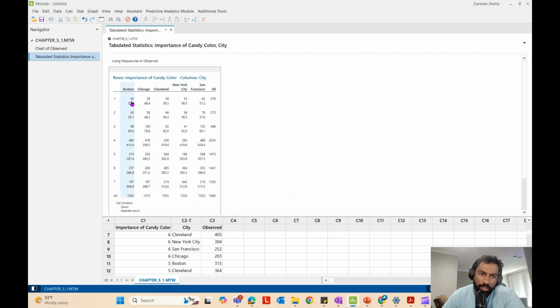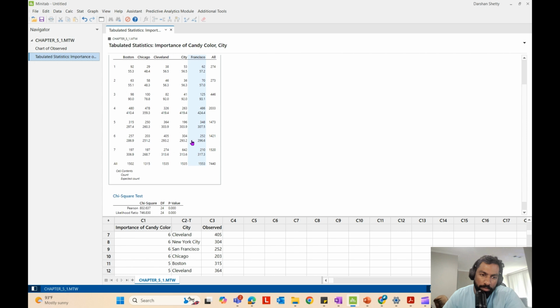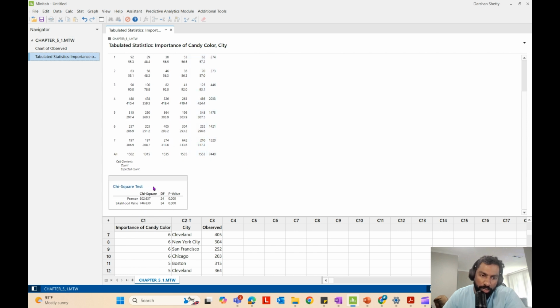and there you will get the actual distribution on the top, and the expected distribution. You can see that there are differences in these distributions, and we also get the chi-square test results. So the chi-square value comes to around 802.637. The degree of freedom is 24, and the p-value is 0.